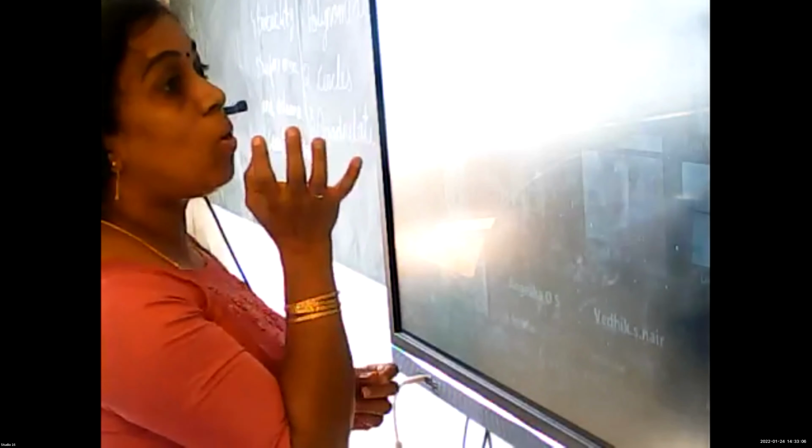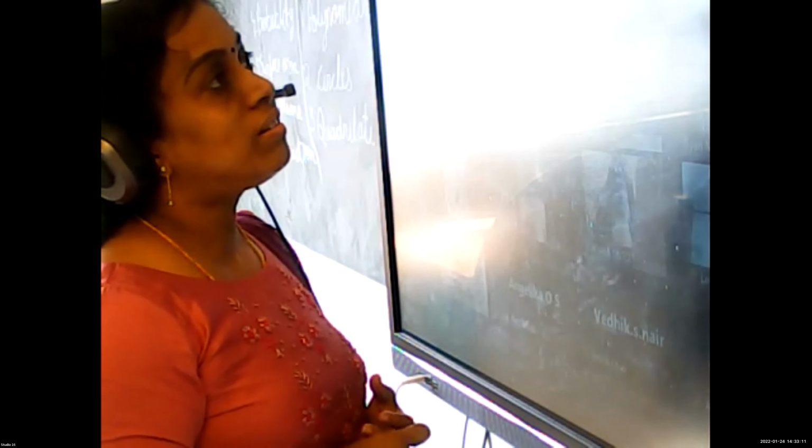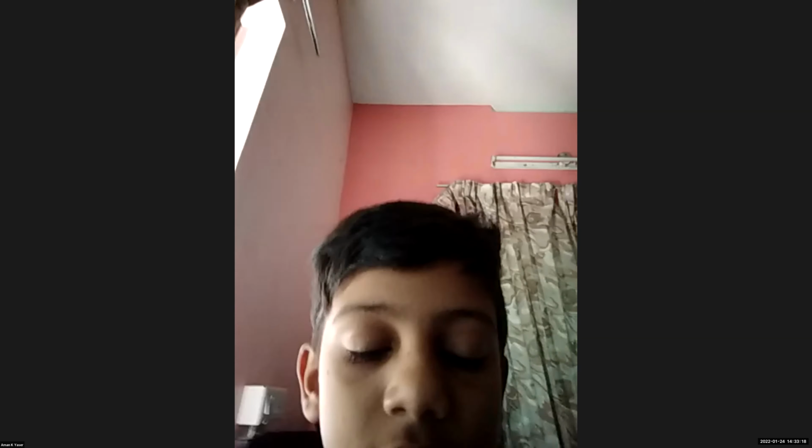Yes, correct. And the next one, some types of stems have thorns. Can you say one example? Rose. Yes, in the rose plant you can see thorns. So an example of a thorny stem is the rose plant. And some types of stems have small hairs. Tulsi, yes. In the Tulsi plant you can see small hairs.